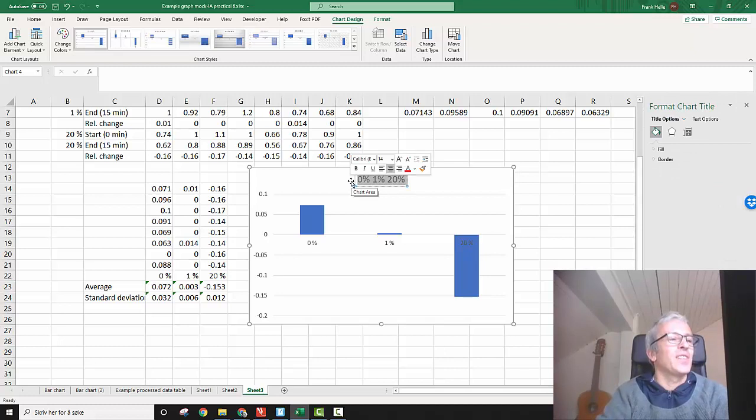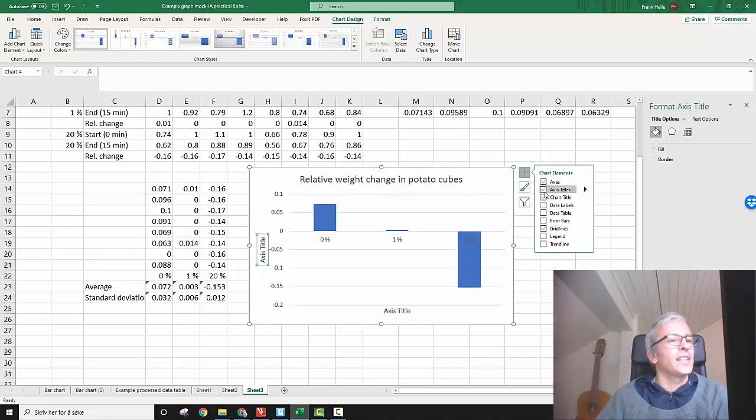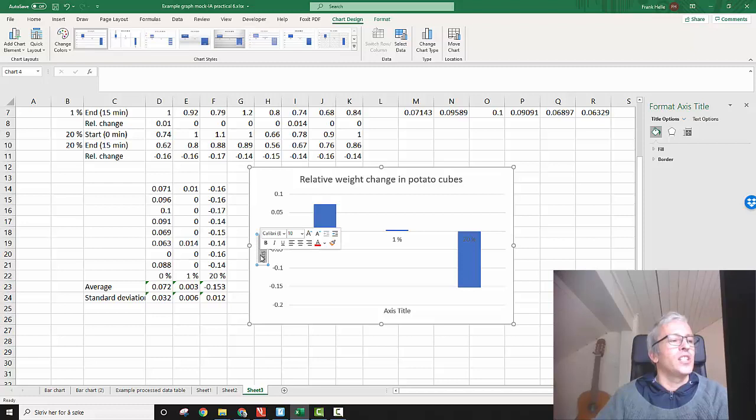Now we can try to change this. It was not a very useful title, so we could say relative weight change. And we see that we need axis titles. So we select this. When you click on the side of the graph, you get this menu here, which is actually where you can add stuff. Many things you can add here in the sidebar, but that's only for formatting things you have already added.